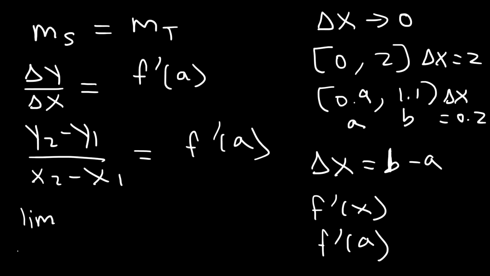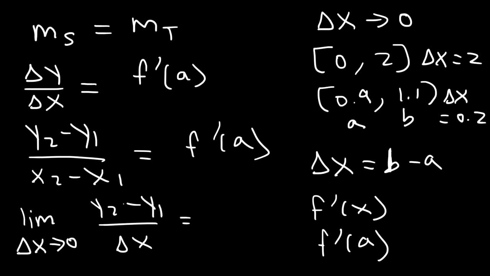So the limit as delta x approaches 0, so let's call this delta x, then the slope of the secant line will become equal to the slope of the tangent line, which is f prime of a.